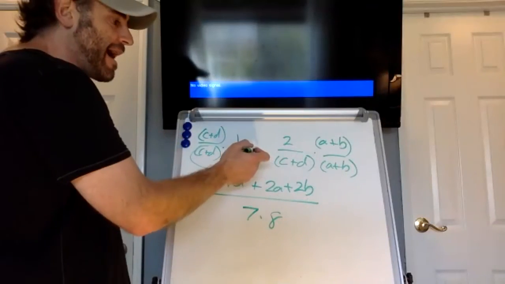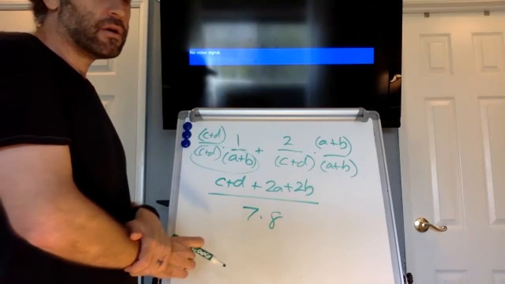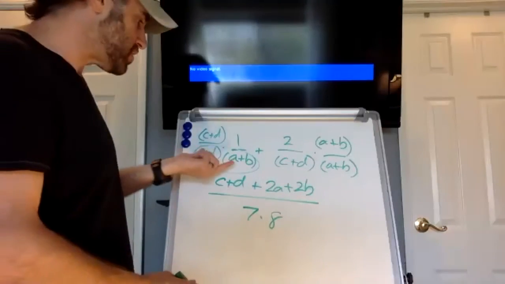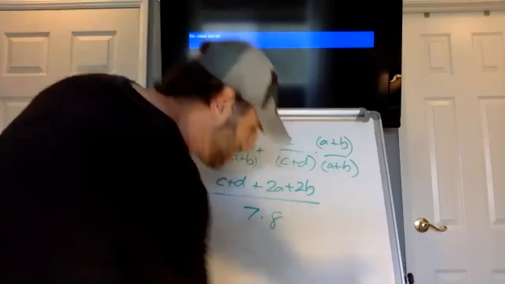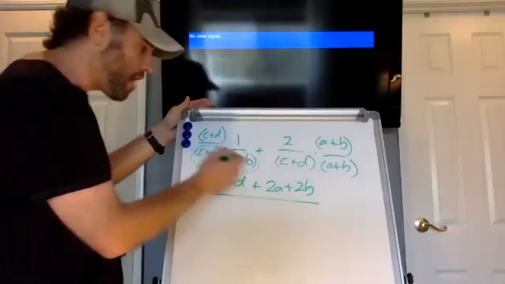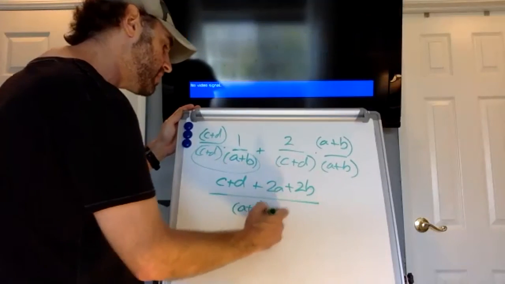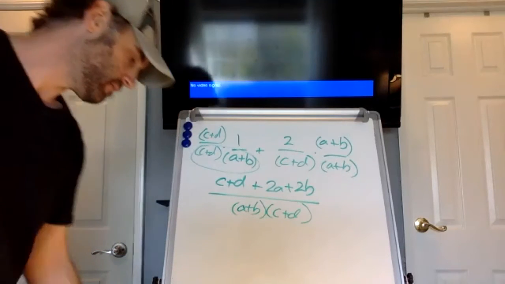What happens when we add fractions with the same denominator? Do you add the denominators? No, you add the numerators, which is what this is showing. The denominator, you just write it all over 56, right? So in this case, you just write it over the product of the two. It's the same in both cases. So it's just a plus b times c plus d. Okay.